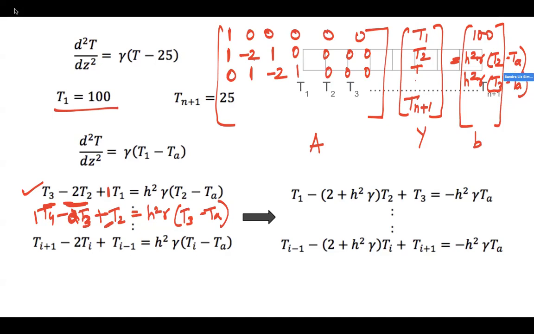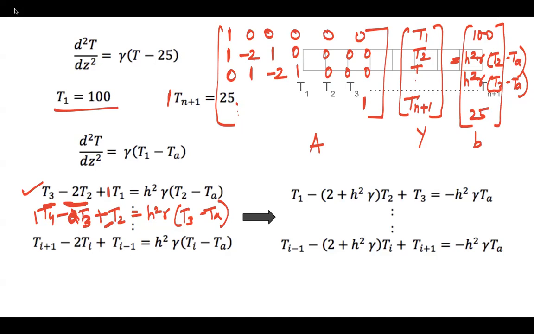And finally, you'll have all the equations. The final equation will be Tn plus 1, where the coefficient is 1. So you'll have 1 here, and here you will have 25. Is this clear how this matrix has been formed? Any doubts?